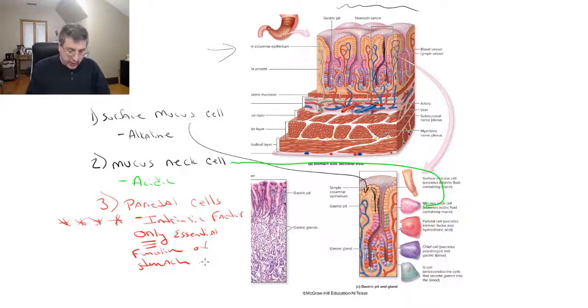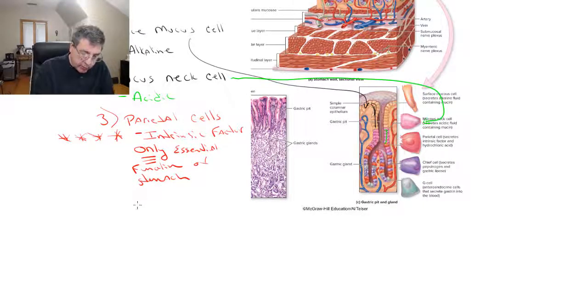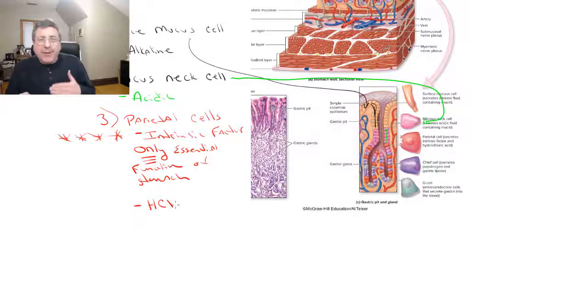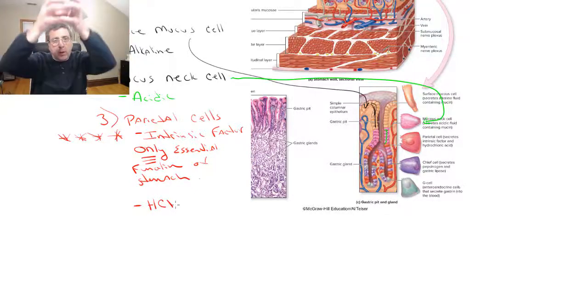The other thing that the parietal cells produce is hydrochloric acid. Let me put a disclaimer on this one. Parietal cells don't secrete hydrochloric acid. They secrete hydrogen ions and chloride ions. If it were to secrete hydrochloric acid, it would actually destroy the cell. So it secretes hydrogen and chloride, then once they're secreted out, they combine to form hydrochloric acid.